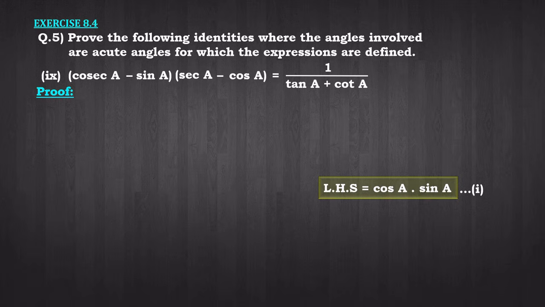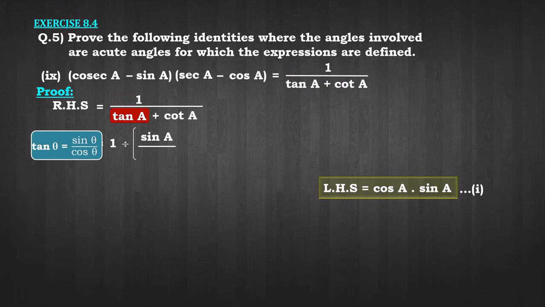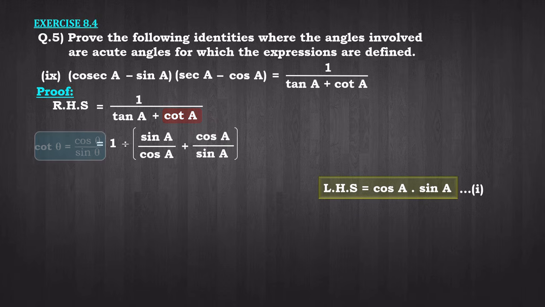Continuing from the previous step, now let us solve the right-hand side. We have 1 divided by tangent A plus cotangent A. We know that tangent A is equal to sine A divided by cosine A, and cotangent A is equal to cosine A divided by sine A. Substitute these values into the expression. We get 1 divided by sine A upon cosine A plus cosine A upon sine A.